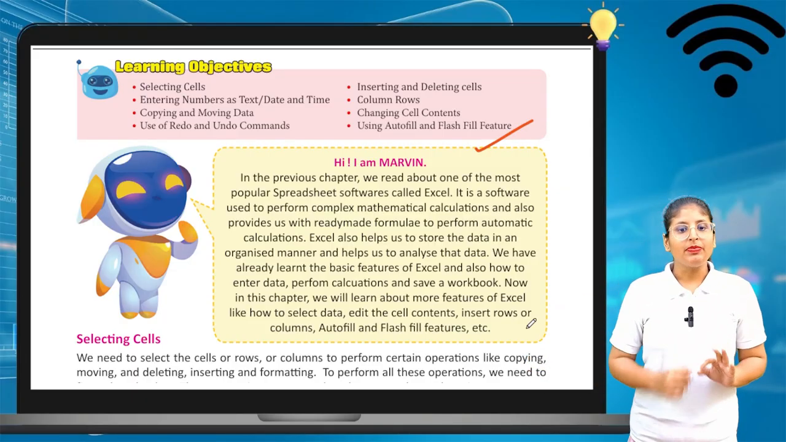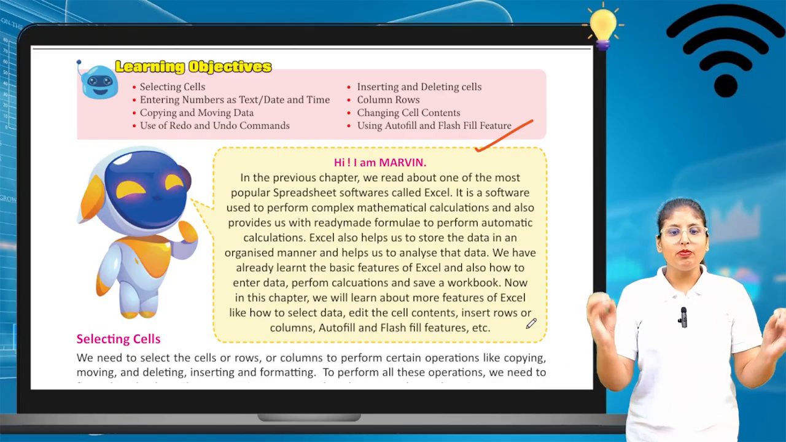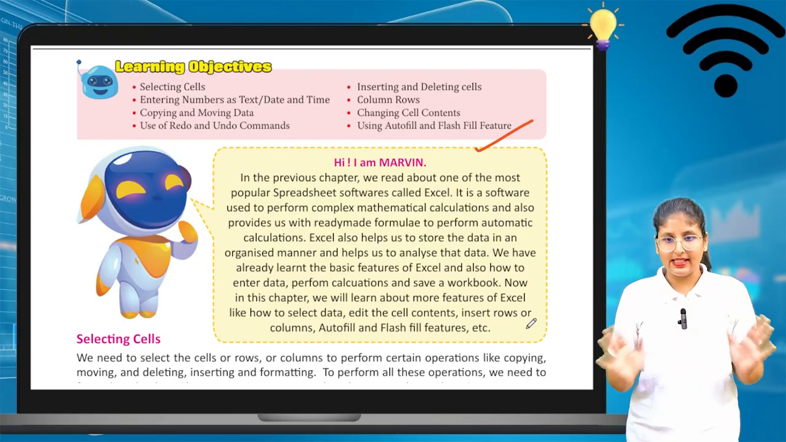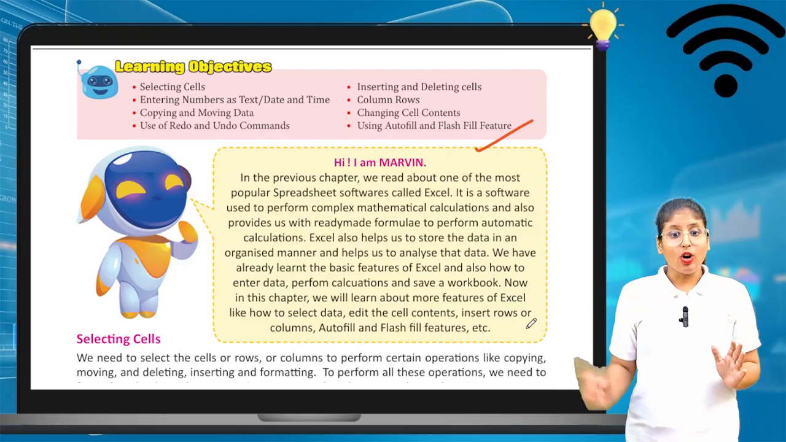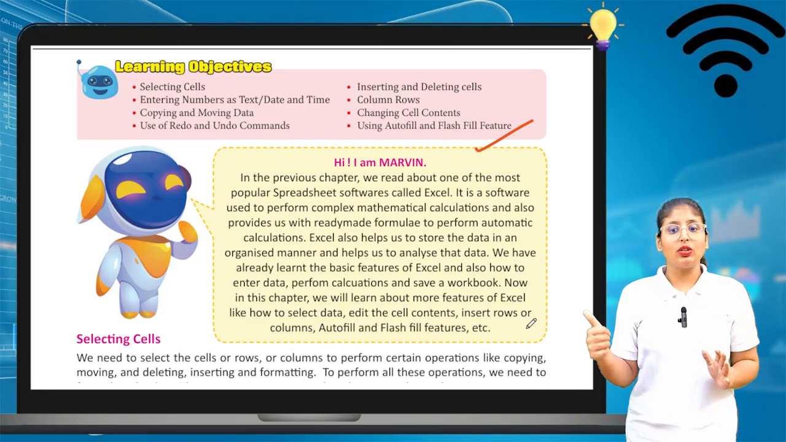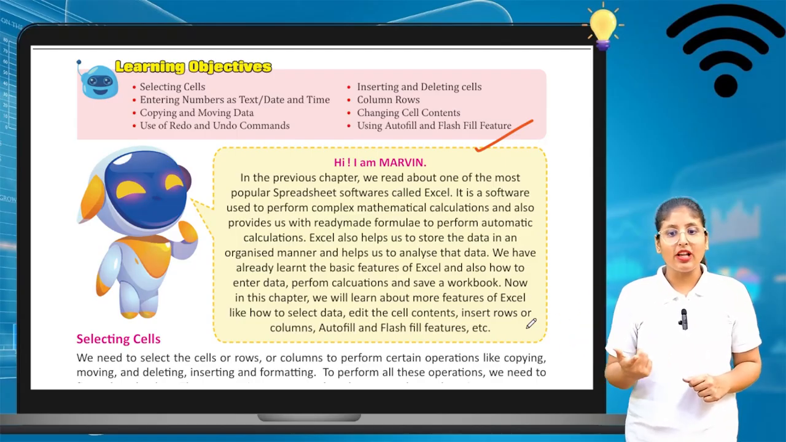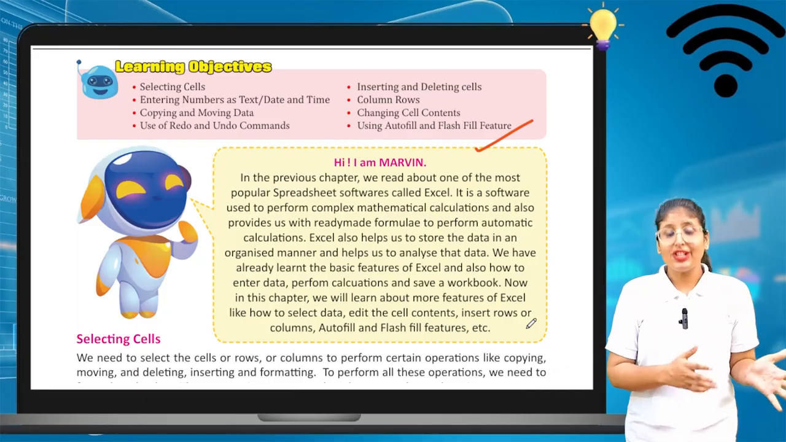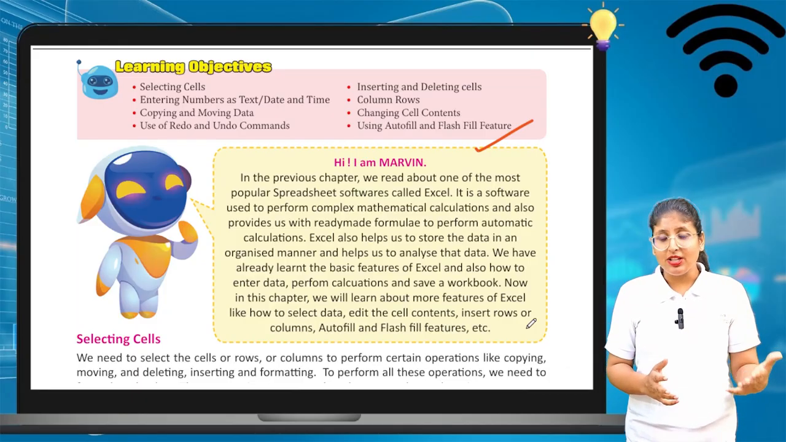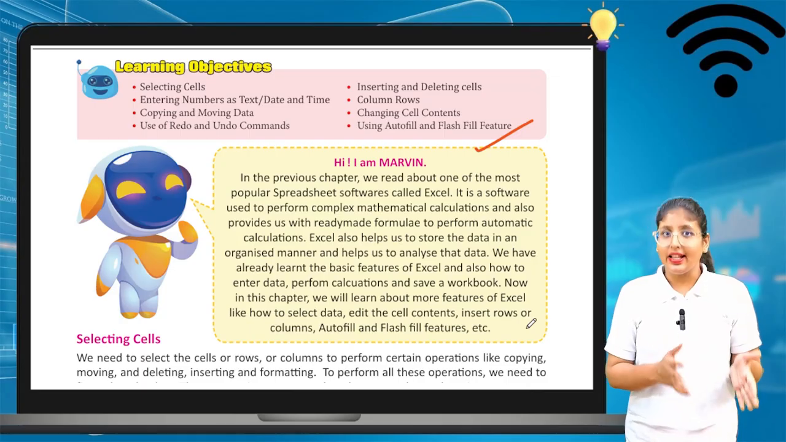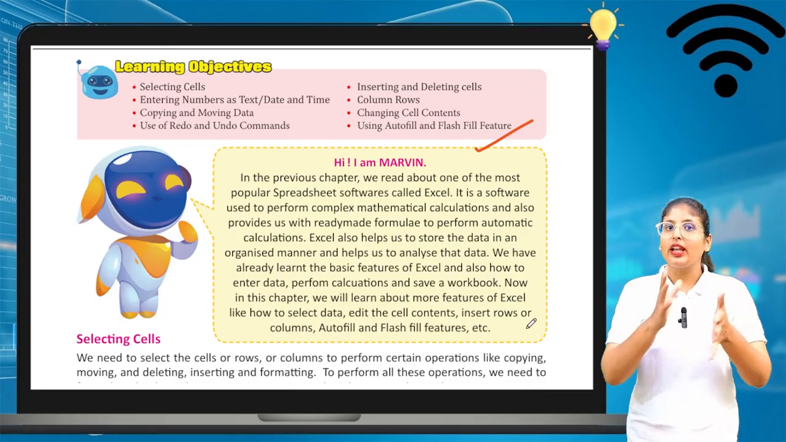I am Marvin. In the previous chapter, we read about one of the most popular spreadsheet software, that is Excel. It is a software used to perform complex mathematical calculations and also provides us with ready-made formulas to perform automatic calculations. We know Excel sheets are used for calculation purposes. Excel also helps us to store the data in an organized manner and helps us to analyze the data also. In the previous class, we already discussed how we create Excel sheets and how we can organize the data on the Excel sheets. Excel is mostly used for calculation purposes.